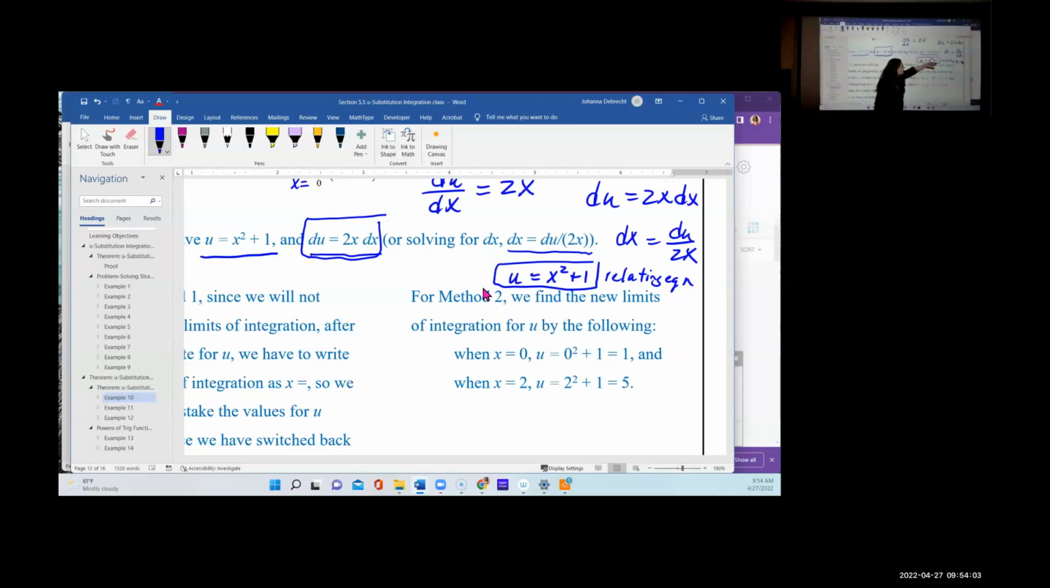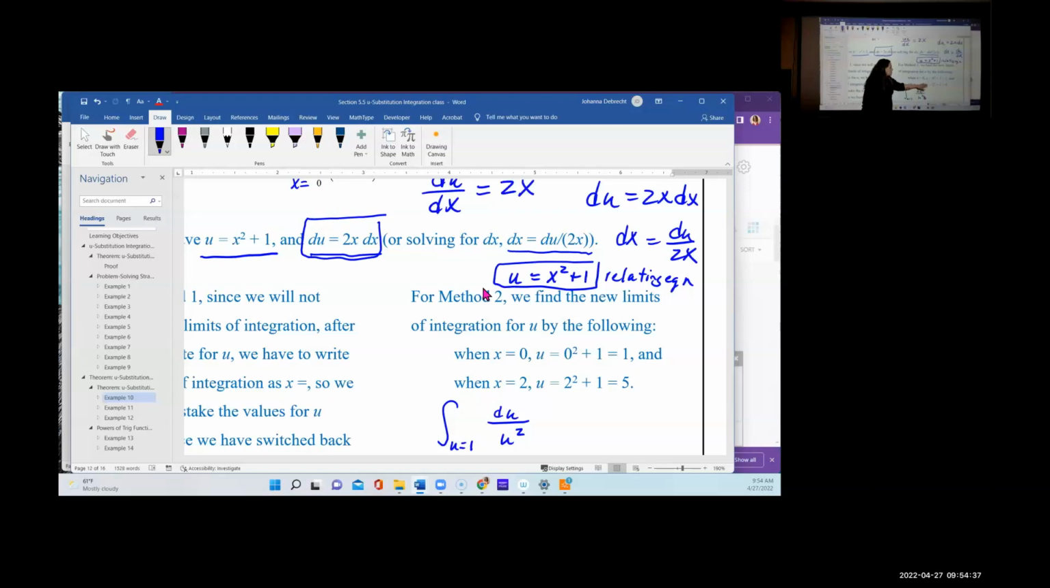So u is x squared plus 1. So if x is 0, that's 0 squared plus 1, which gives me 1. So now what I've done is I've replaced the lower limit of integration with a u value, like this, and it now is u equals 1. I wouldn't technically need to write the u equals, but I'm emphasizing for you guys that it is a u value. Then I do the same thing for the upper limit.